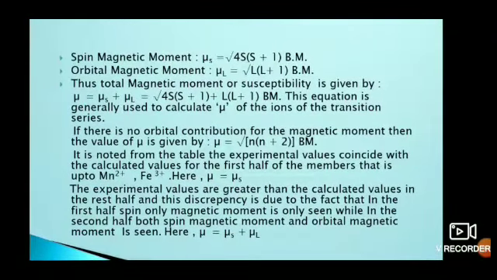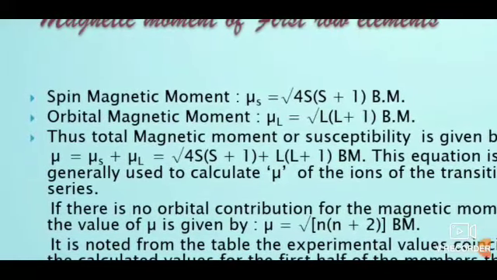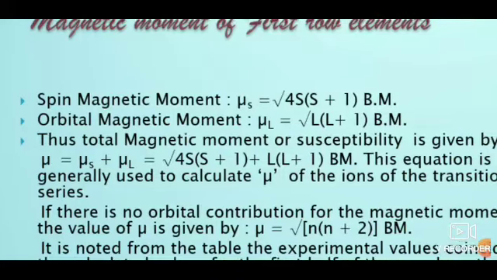magnetic moment, we have to calculate the magnetic moment of those elements using spin magnetic moment, which is given by mu s is equal to square root of 4s into s plus 1 Bohr magnetons. If both are present, just like in the second half, we have to sum up the magnetic moments, spin magnetic moment plus orbital magnetic moment, which can be given by mu is equal to mu s plus mu l equal to square root of 4s into s plus 1 plus l into l plus 1 Bohr magnetons.